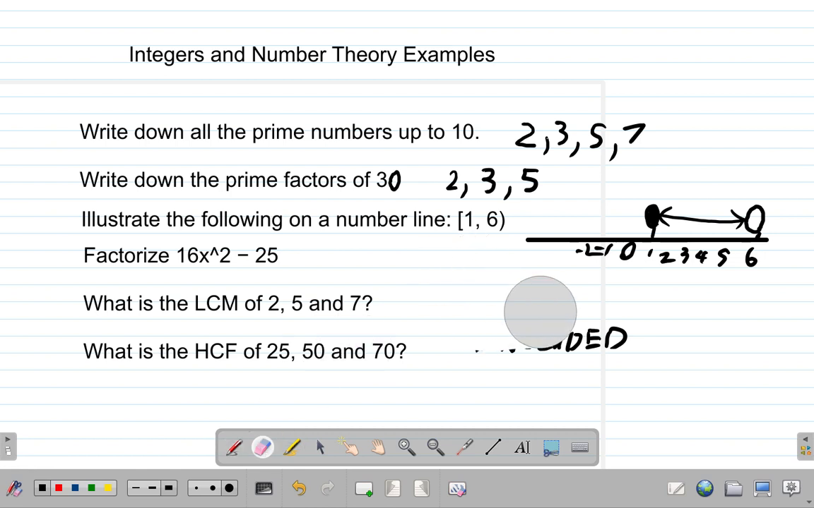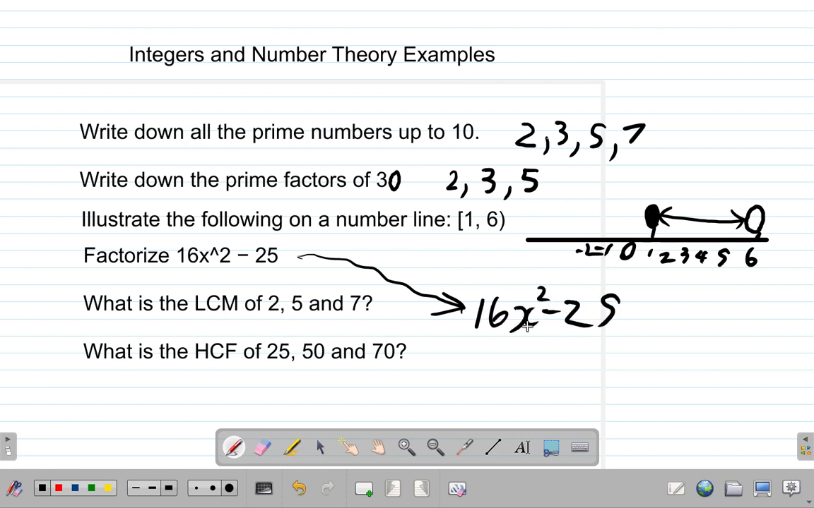Alright, let's erase some of these things to make space. Now this is the one we're looking at now. Here we have 16x squared minus 25. You're supposed to factorize that. Now we have 16x squared minus 25 here.